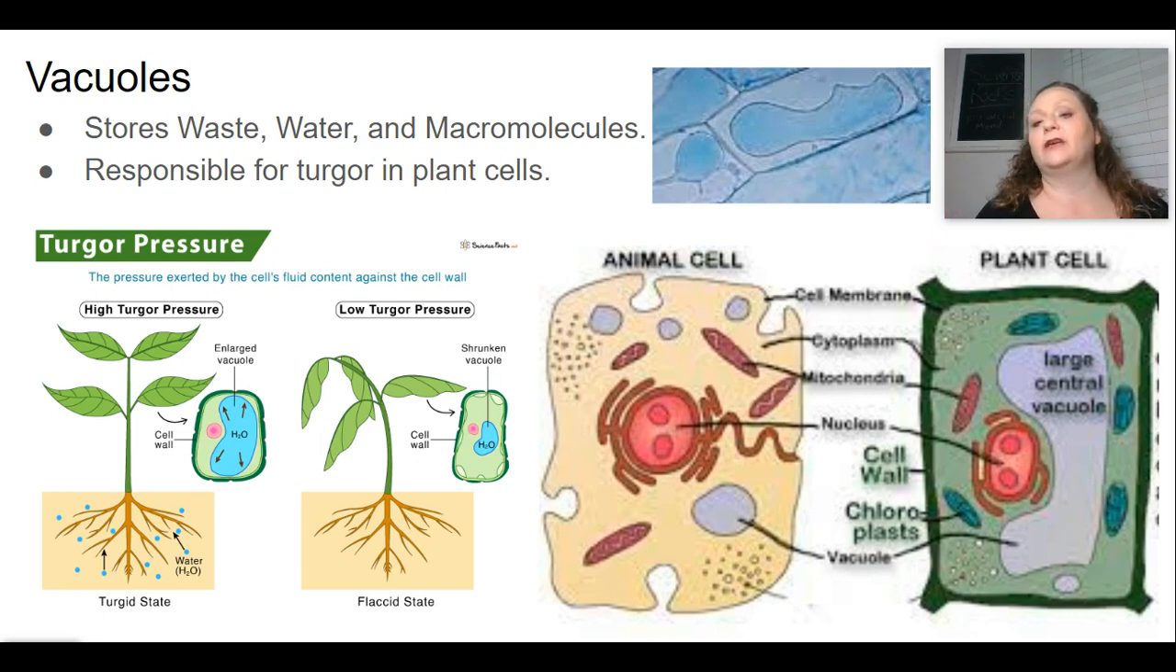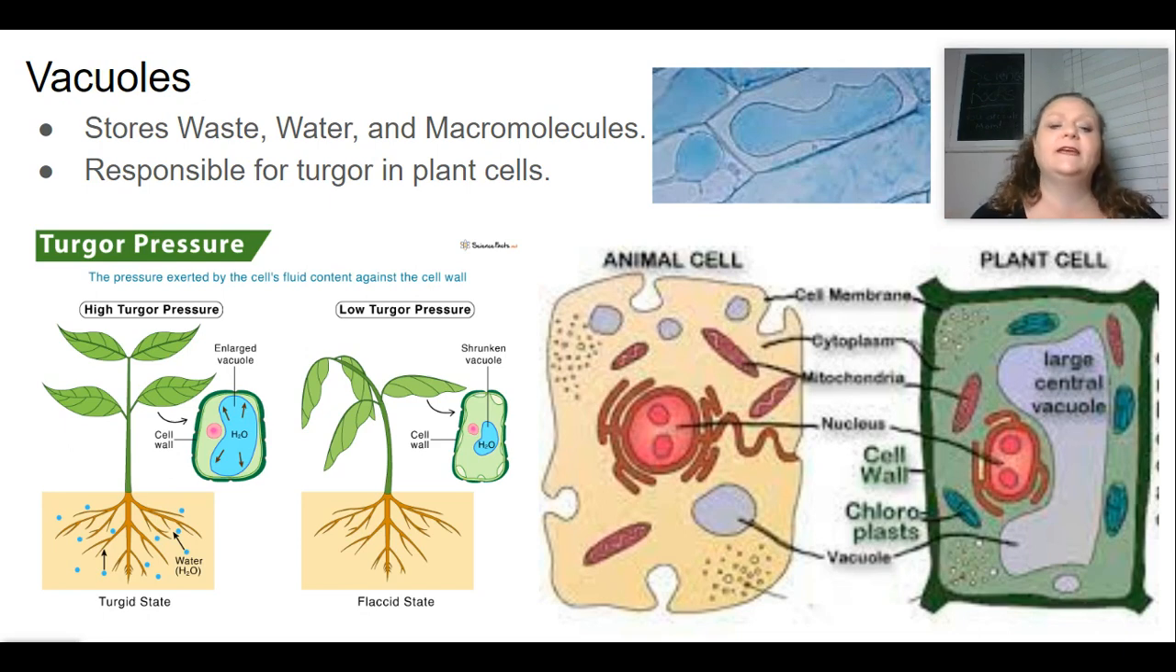Usually, a large central vacuole is found in the plant cell, and it has a job that is more than just storage of water, waste, and macromolecules. It's actually responsible for keeping the plant turgid. So, turgor pressure is the force that a full vacuole inside of a cell exerts on the substances inside that plant cell, pushing out against the cell wall. This helps plants to maintain their shape and helps keep them upright.